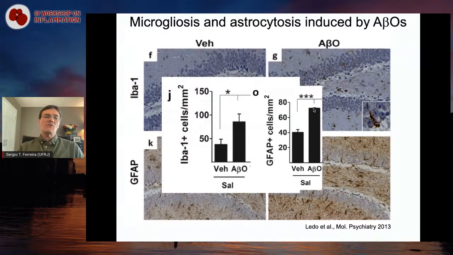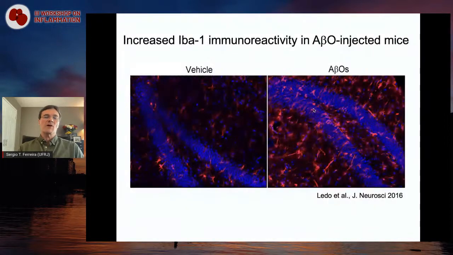Just to give you another example of how dramatic this response is, and now focusing on microglia, which will be more of the topic of my talk today, this is labeling for IBA1 again in the control mouse brain. So you see a few microglia surveilling the dentate gyrus of the hippocampus shown here. The cells are labeled in blue with DAPI.